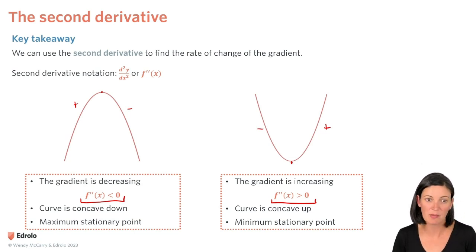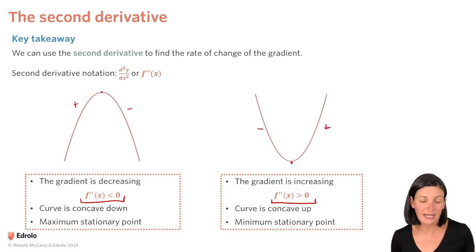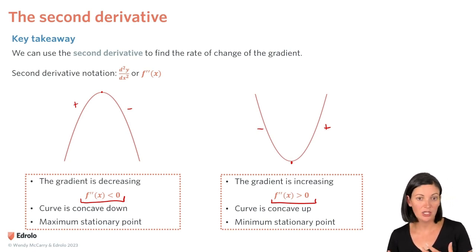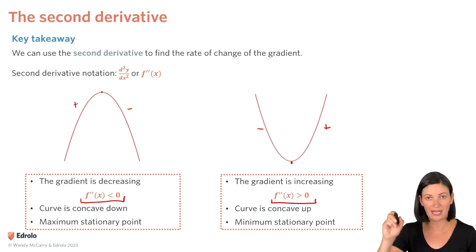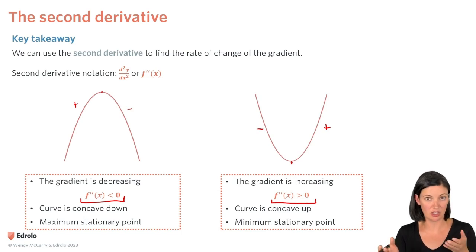All you really need to remember is that if the second derivative at any point is less than 0, then you have a maximum. And if the second derivative is greater than 0, you have a minimum stationary point. And a minimum stationary point means that the curve at that point is concave up in shape.